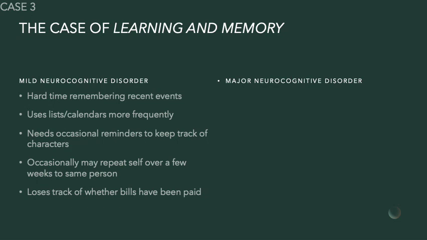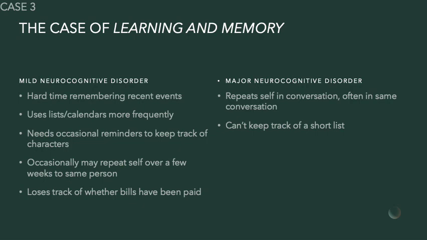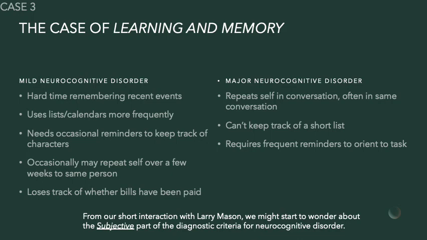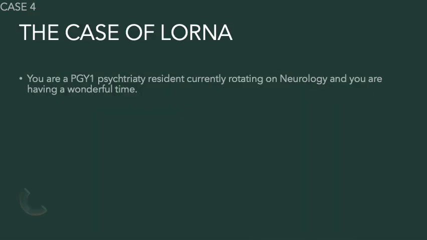Comparatively, a person with major neurocognitive disorder with difficulties of learning and memory may repeat themselves in conversation, often in the same conversation. They cannot keep track of a short list of items when shopping or of plans for their day, and they may require frequent reminders to orient themselves to tasks. From our short interaction with Larry Mason, we might start to wonder about the subjective part of the diagnostic criteria for neurocognitive disorder. Next, we'll talk about Lorna.